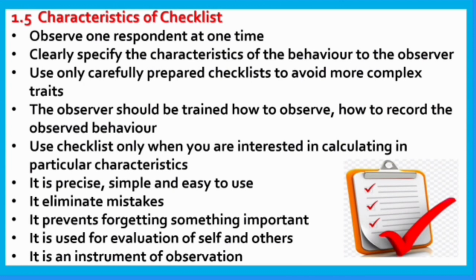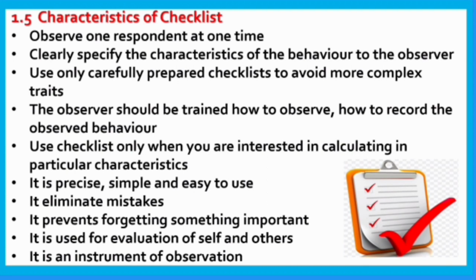Then, characteristics of checklist. Checklist observes one respondent at one time. Clearly specify the characteristics of the behavior to the observer. Use only carefully prepared checklists to avoid more complex traits. The observer should be trained how to observe and how to record the observed behavior. Use checklist only when you are interested in calculating particular characteristics.